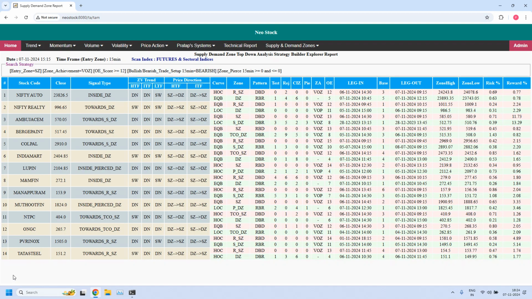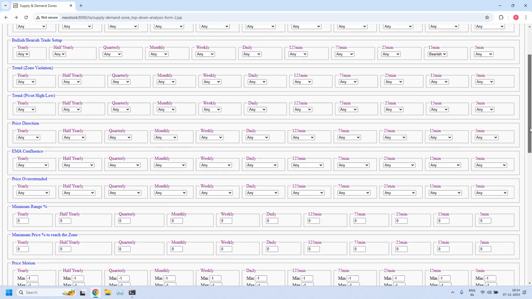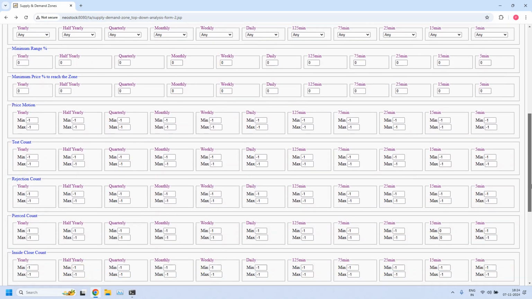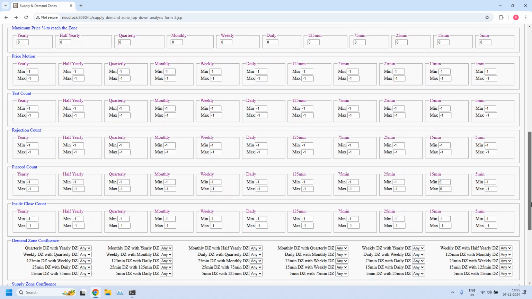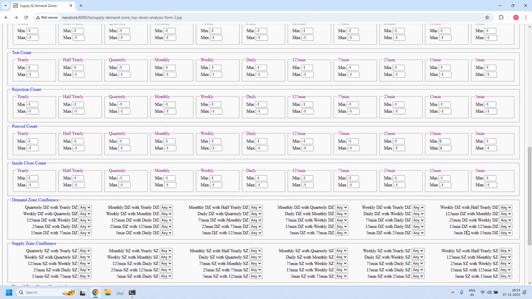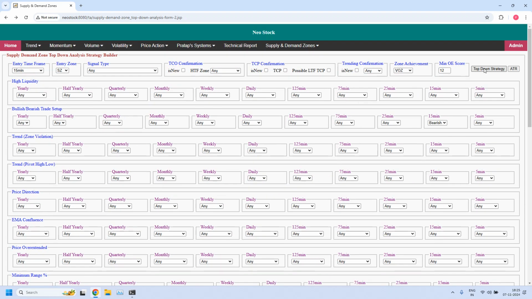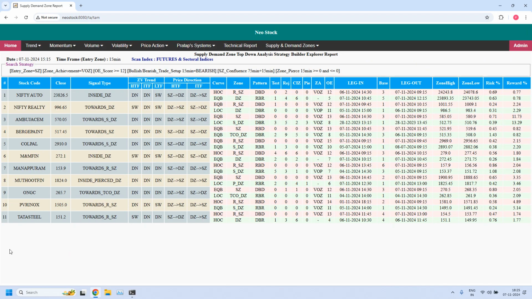In these 14 stocks, there could be some high probability setup stocks available. So we need to identify based on LTF and ITF supply zone confluence. That is 15 minute supply zone with 75 minute supply zone confluence. I have to enable that filter. So I am enabling that filter, 15 minute supply zone with 75 minute supply zone. So with this filter, we got 11 stocks. These 11 are high probability setup stocks.